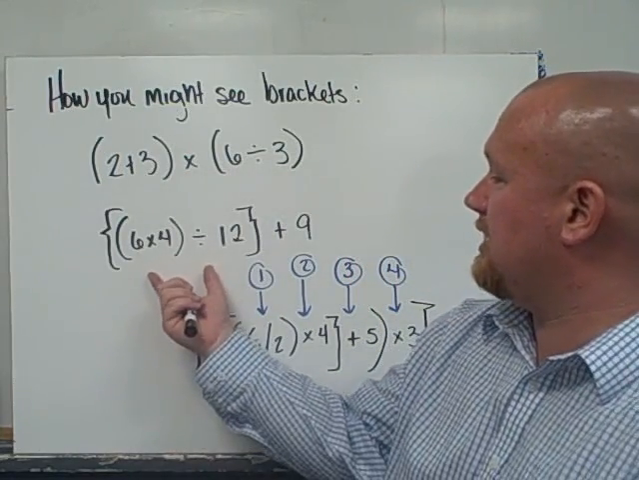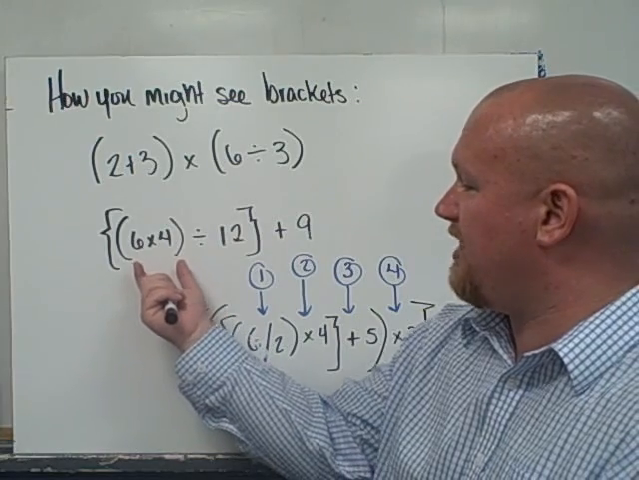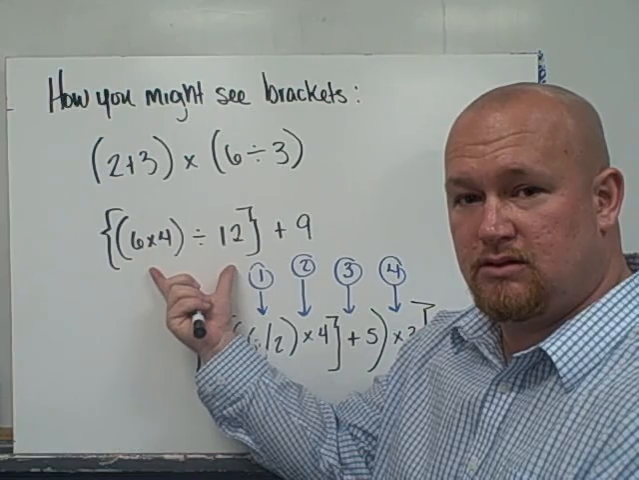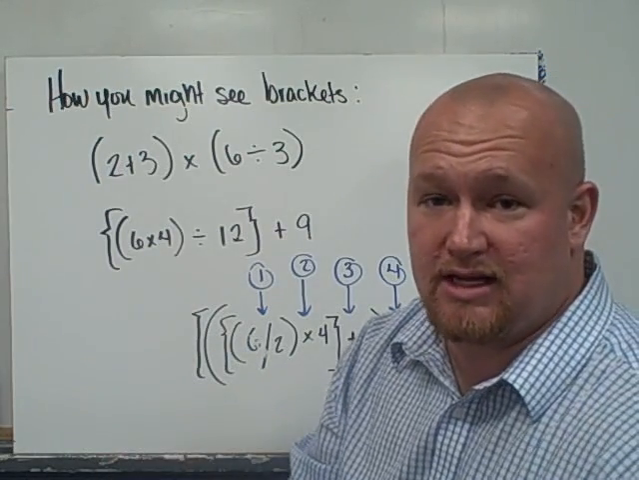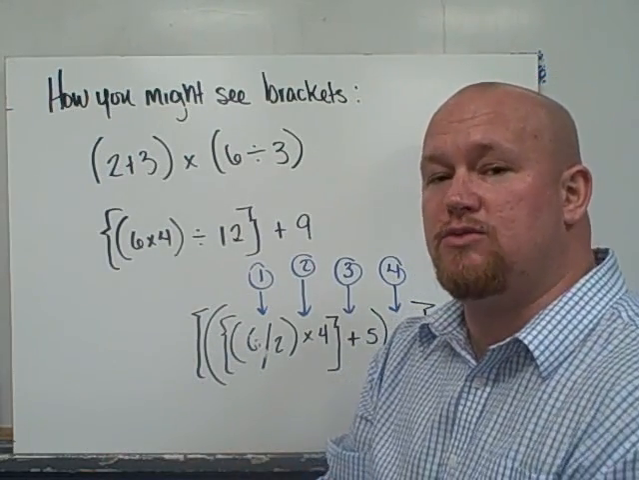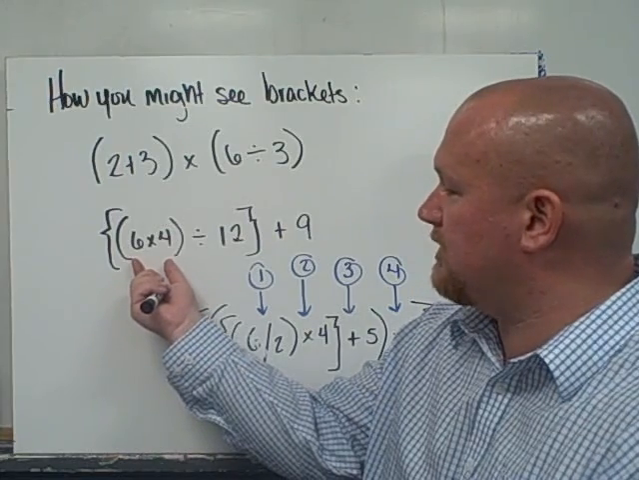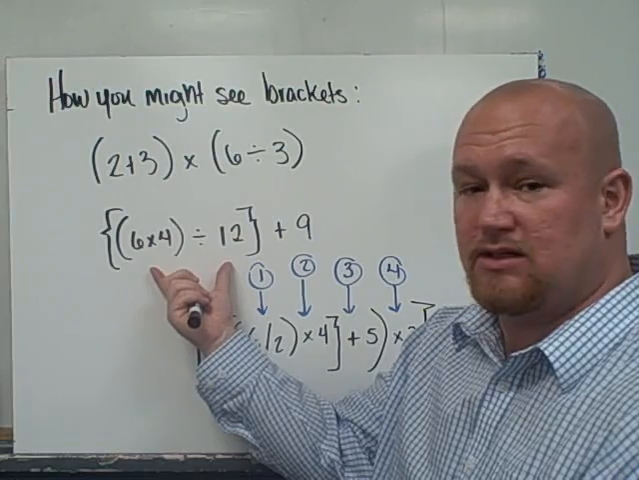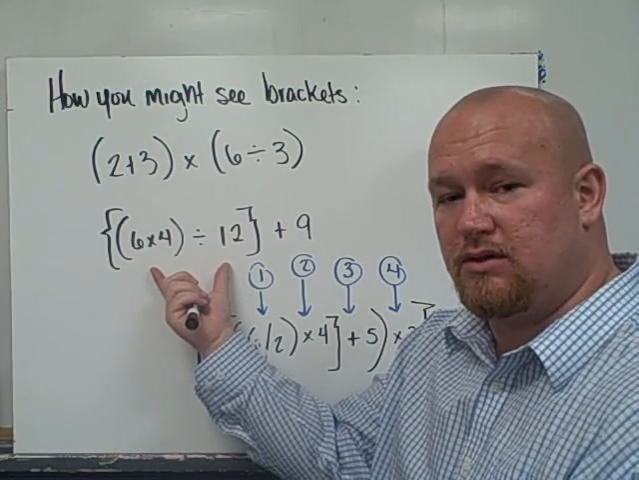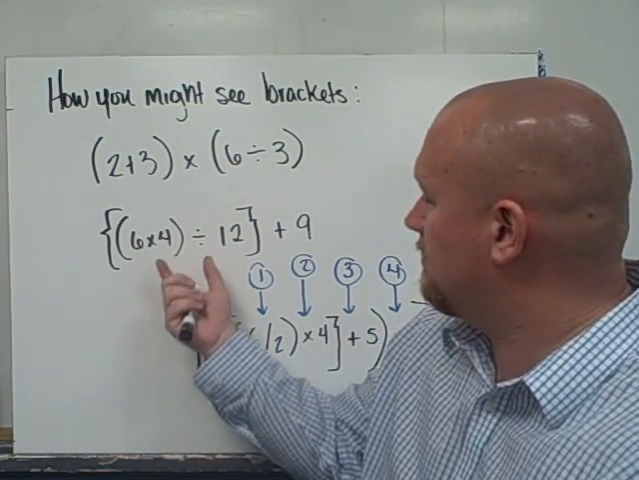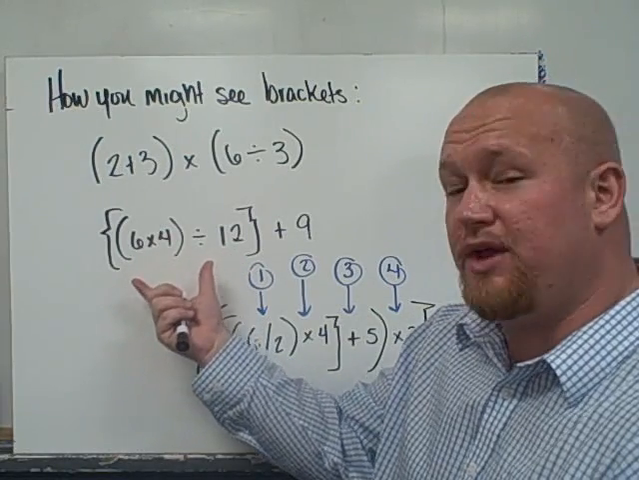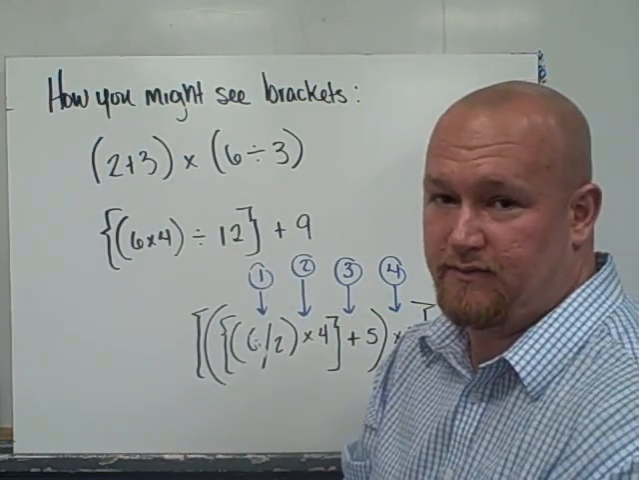You might also see a situation like this where you have parentheses inside of a bracket. You might have a bracket inside of parentheses, but either way, you treat them just the same. You start with what's grouped together first, 6 times 4. Then you go to what's next, working from the inside out. And you go with 24 divided by 2. Then only after all that is done would you add 9.